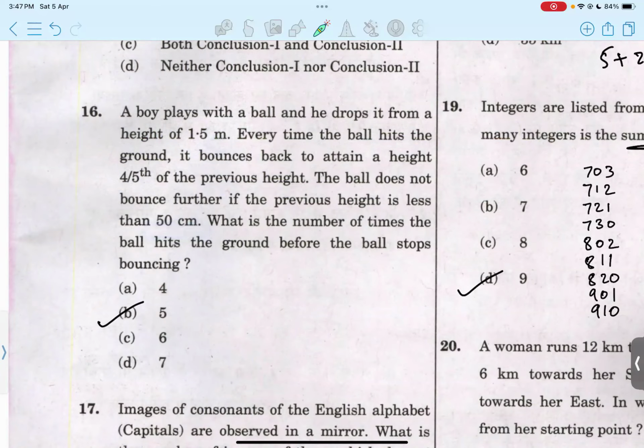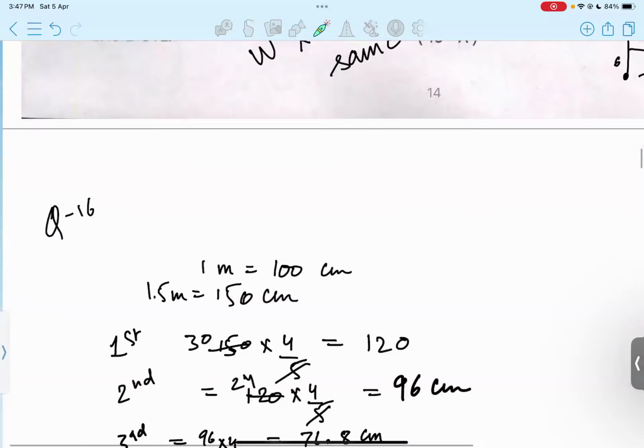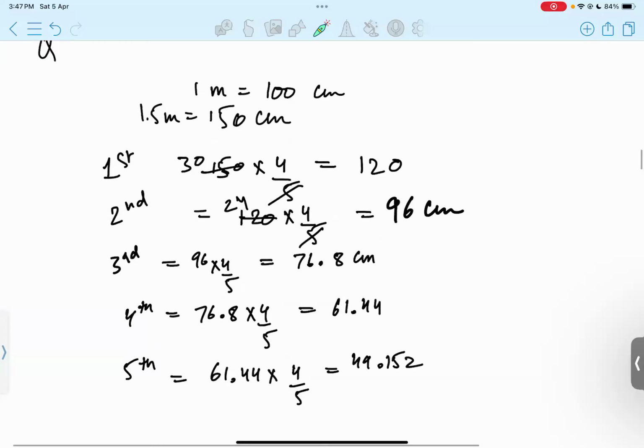So 1 meter has 100 centimeters, so you can convert this and it will be 150 centimeters. So the number of times the ball hits the ground before the ball stops bouncing: we have to stop at the number where it drops below 50 centimeters.